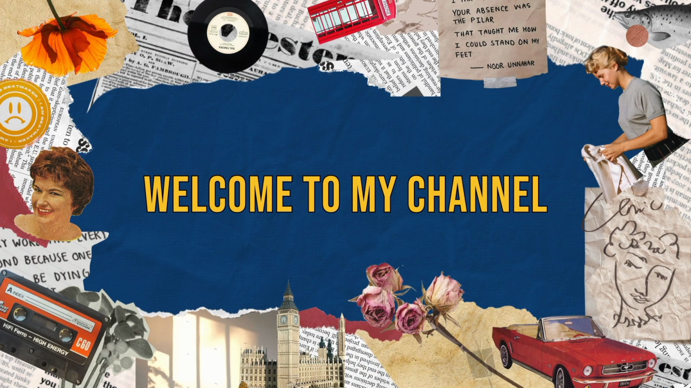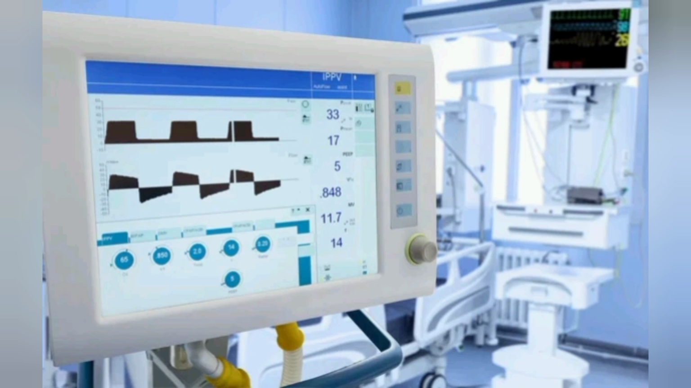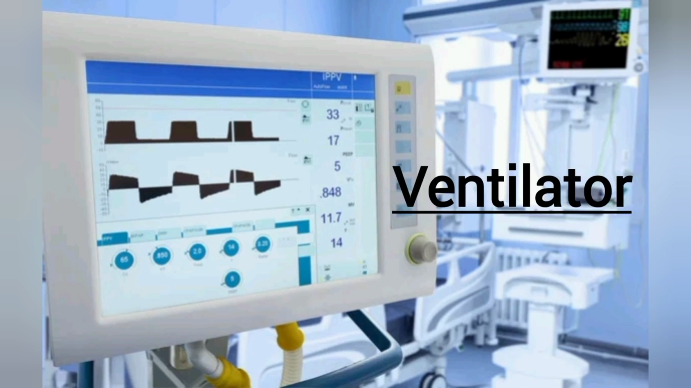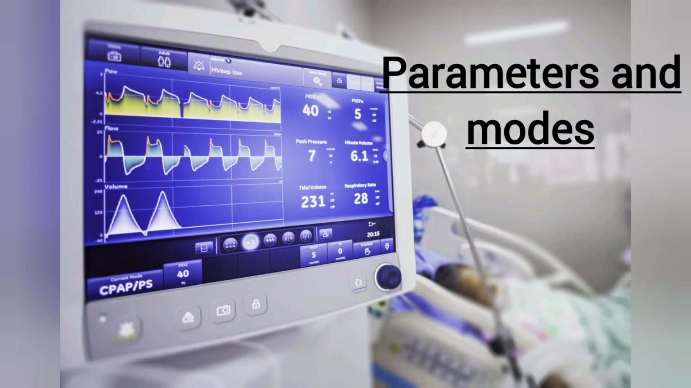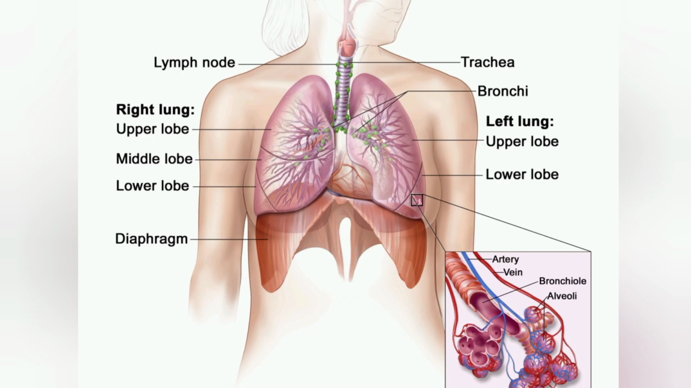Friends, today I'm going to talk on a very important topic. Our today's topic is ventilator. Basically, I'm going to explain how a ventilator works, and very importantly, I'm going to explain the parameters and modes of ventilator. As we all know, our lungs are the key for gas exchange in our body.